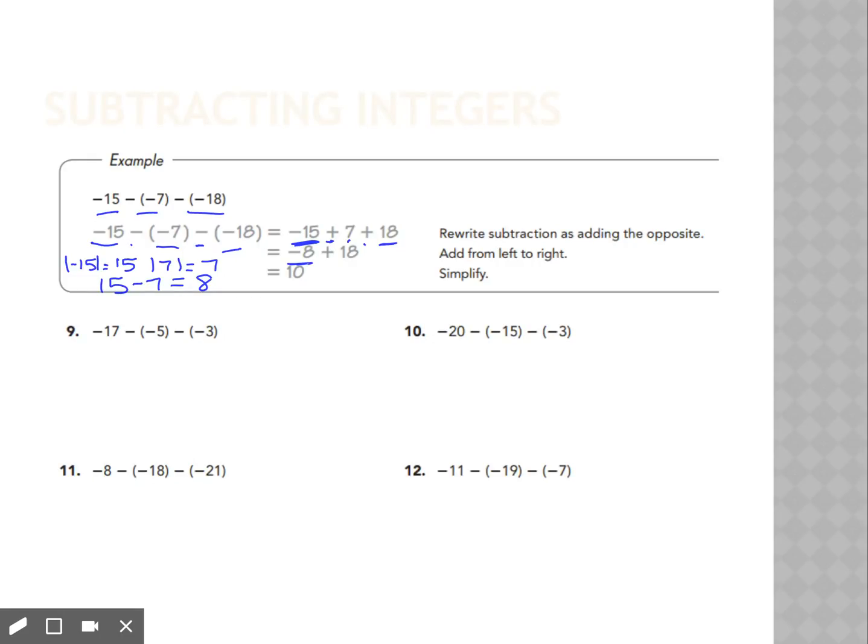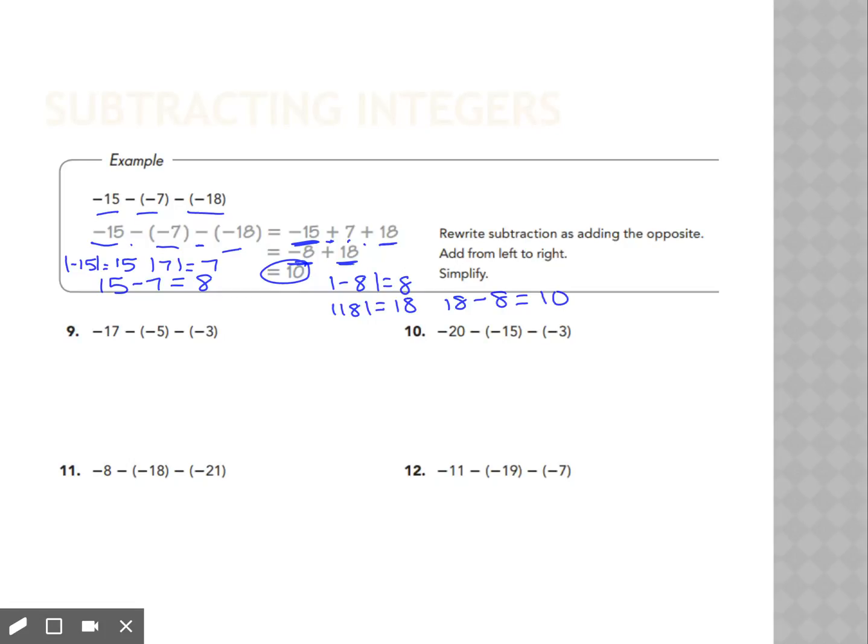So now negative 8 plus 18. Again, we're using the absolute value. Negative 8 equals 8. The absolute value of 18 is, of course, 18. 18 minus 8 equals 10. And it stays positive because our positive number had the higher value. So they didn't go through all those steps here, but I highly recommend that you work them out step by step until you are getting answers correct really quickly.